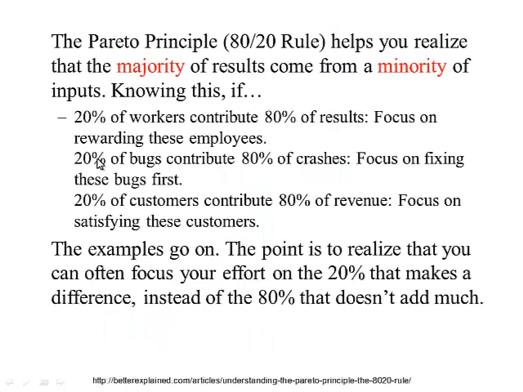That's the 80-20 rule. Let's look at some examples of where this is applied in the real world. 20% of workers contribute 80% of the results. When that happens, you want to focus on rewarding these employees. 20% of the bugs contribute 80% of the crashes. You want to fix these bugs first. If 20% of customers contribute 80% of the revenue, you want to focus on satisfying these customers. So the 80-20 rule, or sometimes it's called the Pareto principle, helps you realize that the majority of the results come from a minority of the inputs.